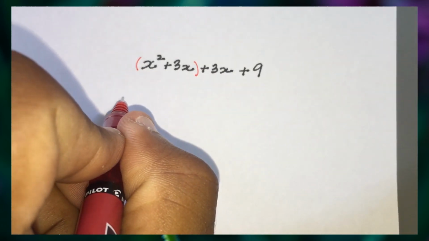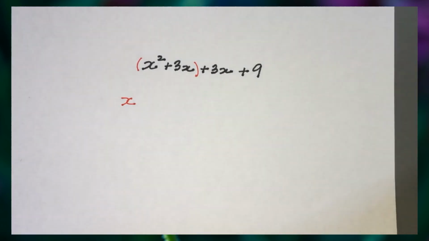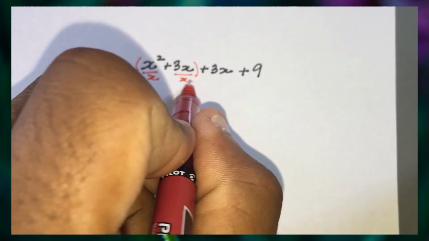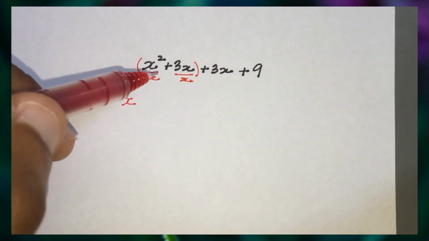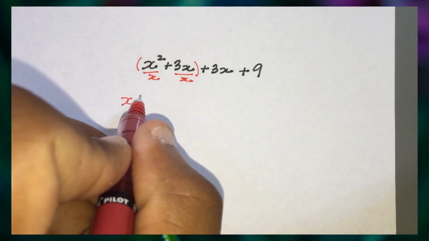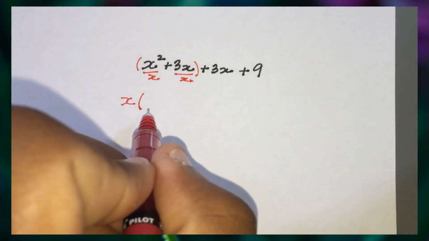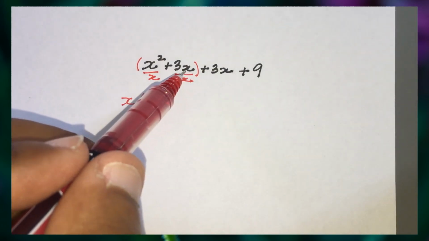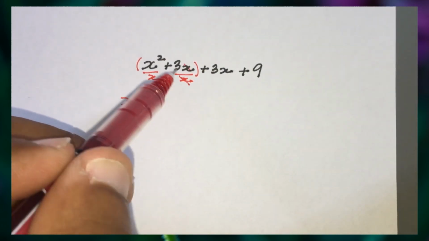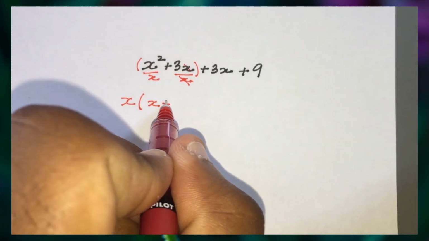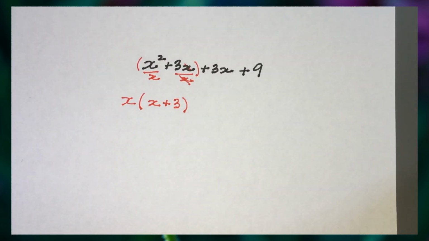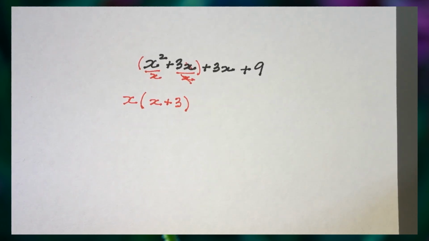Alright, so I'm going to factor out that x, and then I'm just going to divide all these terms by x. So x into x squared goes x times, so open bracket, x. And then x into 3x, these will cancel. So I'm left with a positive 3. So I just factorized the first part. We're not done yet because we have the second part to do.